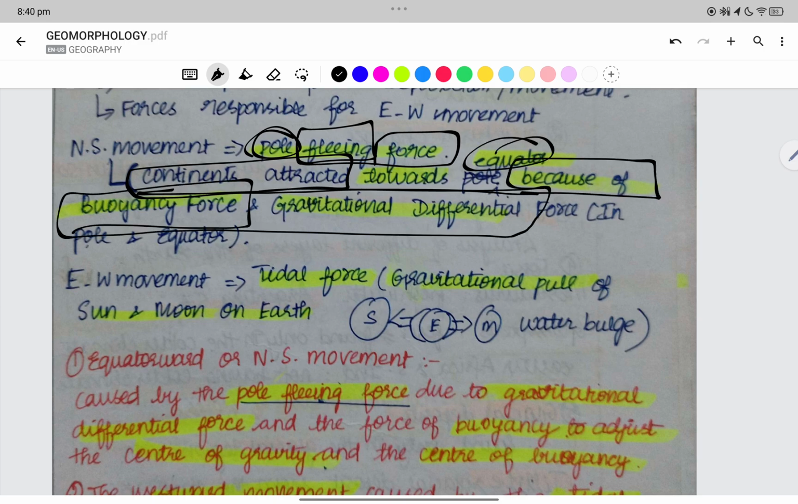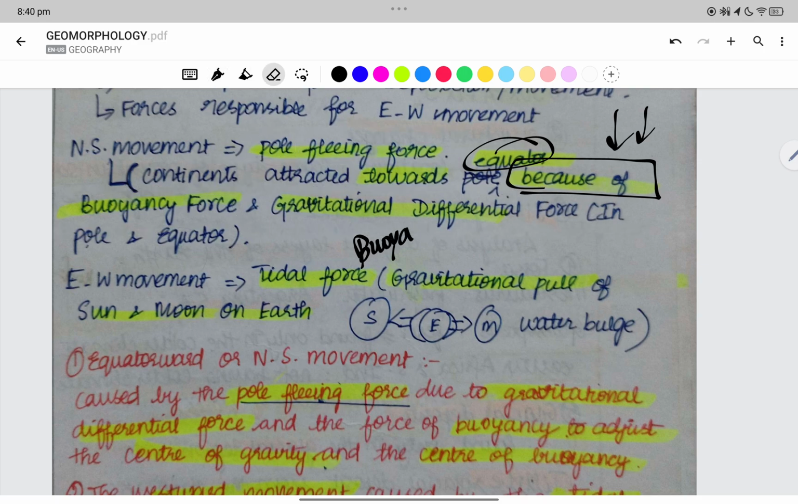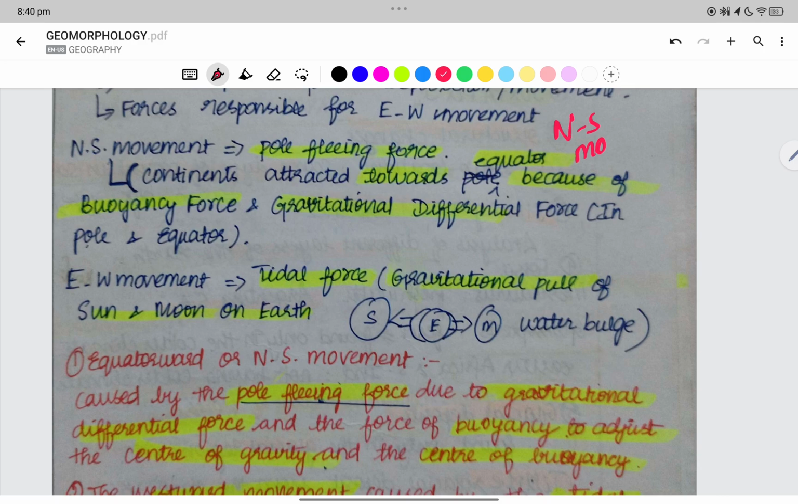then we have the gravitational differential force. Continents are attracted towards the equator. This is because of the buoyancy force and gravitational differential force between the equator and the poles, right? The north-south movement, whether it is moving north or moving south, is because of the pole fleeing force, right?